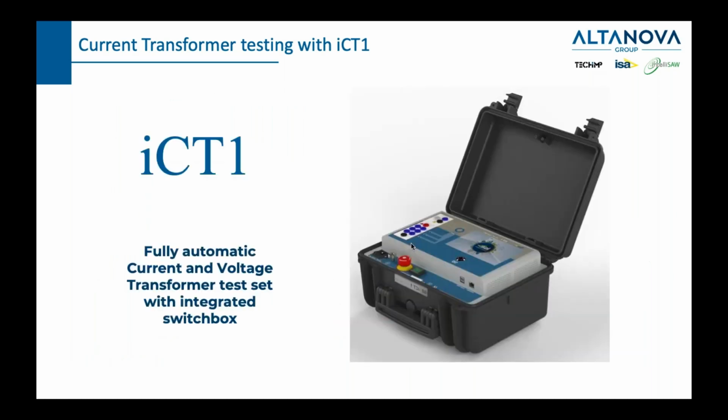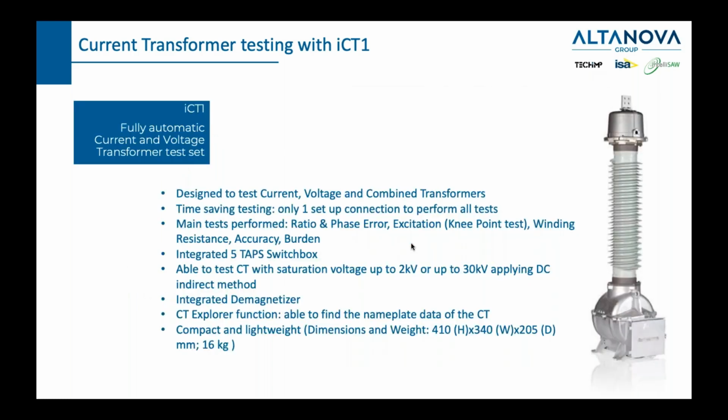Now, having said that, let us show the ICT1, the star itself. This is a device which, as we can see, is made for fully automatic current and voltage transformer testing with an integrated switch box. This effectively means that with this device, you have to have only one connection, and with this one connection, you can test all the necessary functions. Designed for current, voltage, and combined transformers, since we have to set up only once, it's time saving. Some of the main tests are ratio and phase error, excitation or knee point test, winding resistance, accuracy, burden.